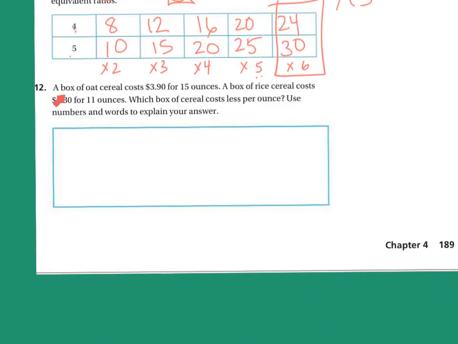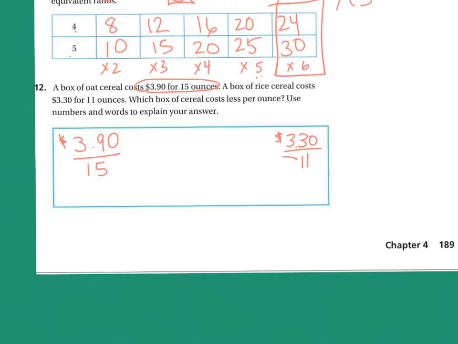A box of oat cereal costs $3.90 for 15 ounces. A box of rice cereal costs $3.30 for 11 ounces. Which box of cereal costs less per ounce? Use the numbers and the words to explain your answer. So we need to find the unit rate. So we're going to do our cost for the box of oats, which is $3.90 for 15 ounces. And then our rice cereal is $3.30 for 11 ounces.